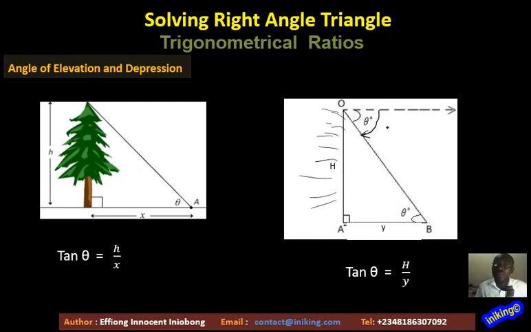Of course, the angle of depression is outside our triangle. The angle of depression will always be outside the triangle. But what do we do? It's a very simple thing. The line drawn up there and the horizontal line AB are obviously parallel. So we say alternate angles are equal. So we transfer the theta up there into this position of B. So we can have our angle of depression in there.